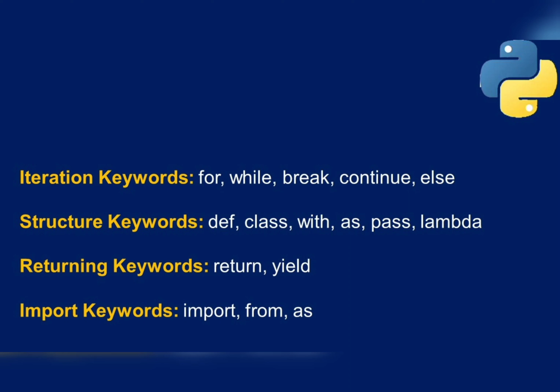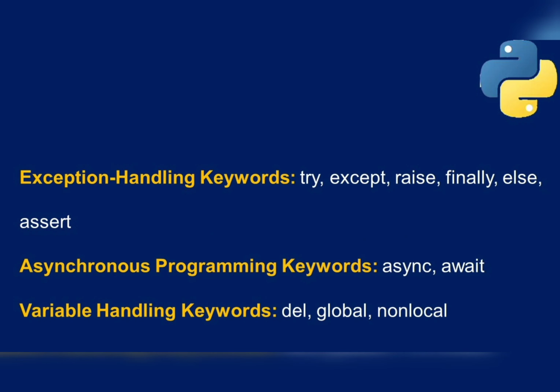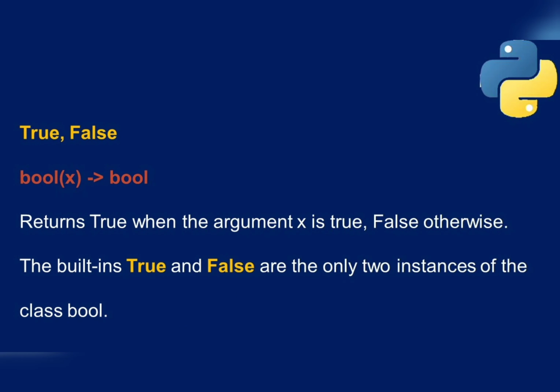Returning keywords: return, yield. Import keywords are import, from, as. Exception handling keywords are try, except, raise, finally, else, assert. Asynchronous programming keywords: async, await. Variable handling keywords are del, global, nonlocal. Let's learn a few keywords in detail here.